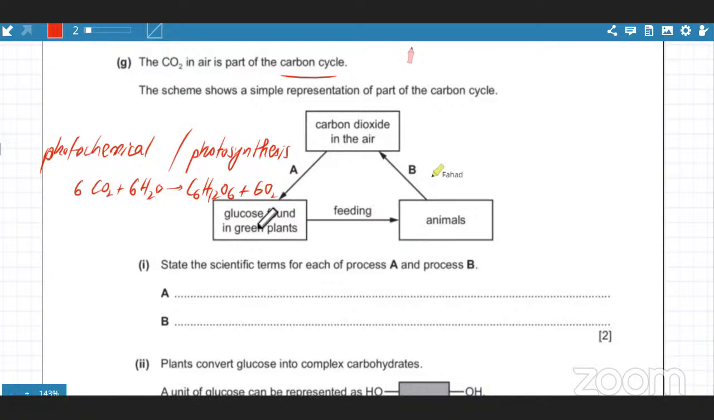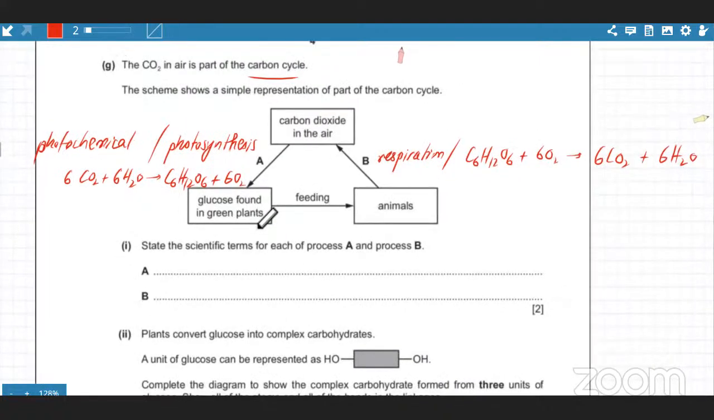What's happening over here? Animals, so this over here is respiration. It's the exact opposite of that: a glucose molecule is converted into energy. So C6H12O6 is oxidized by oxygen in the cells, and it ends up producing 6 carbon dioxide molecules and 6 water molecules. So that is what's going on. State the scientific terms for each process A and B. So we've already done that. One is respiration, the other one is photosynthesis.